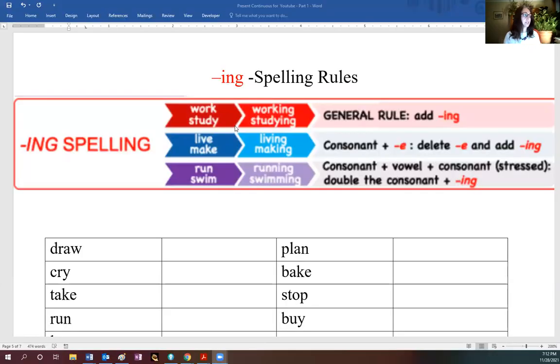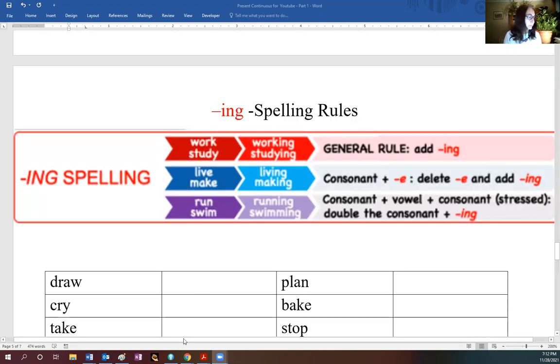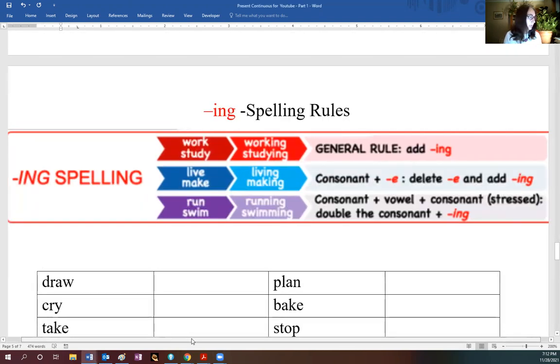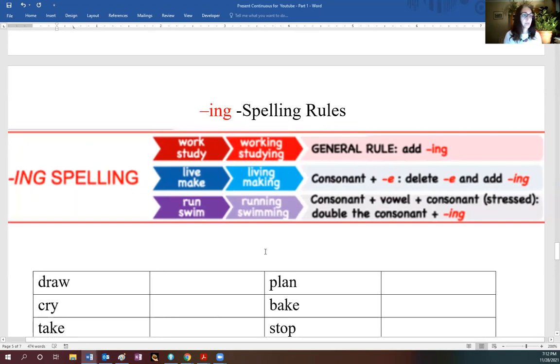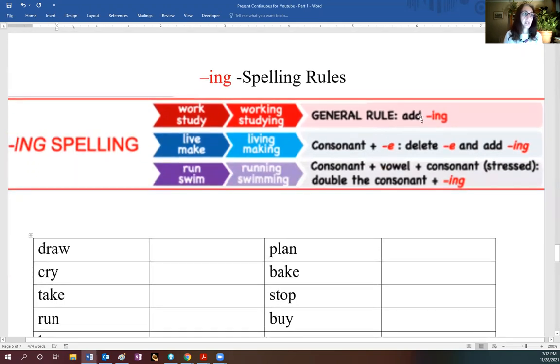And there are the ing spelling rules that I explained. So most of the time, if you remember, when you form the ing in present continuous, you just add ing at the end of the verb. Of course, don't forget the verb to be. So verb to be, verb, and ing. So you say work, working, study, studying. Nothing changes. You just add ing at the end.